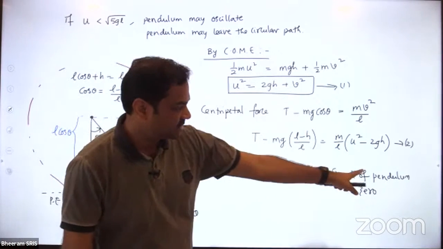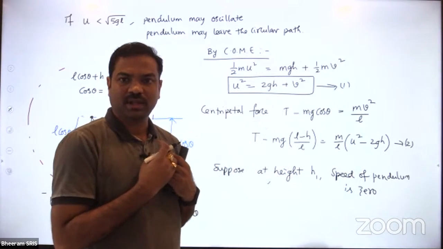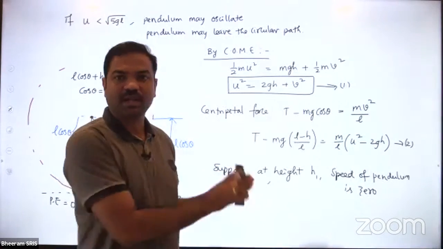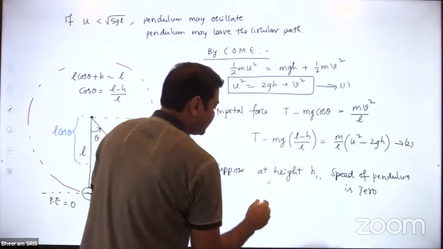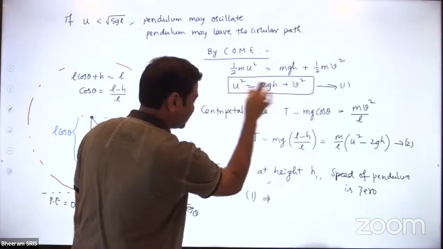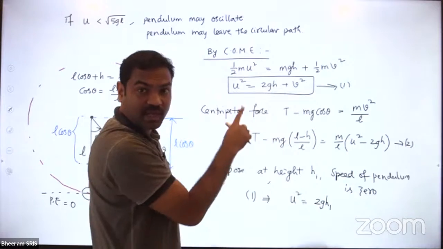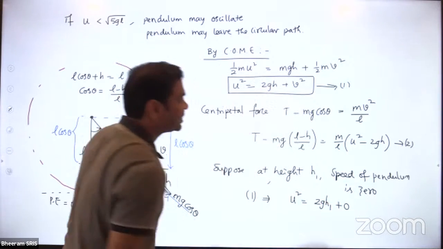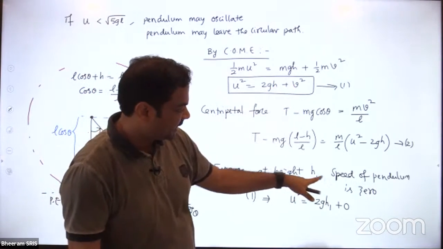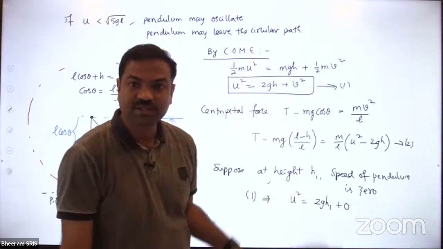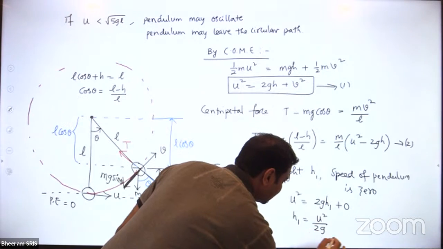At h1 height, I'm taking that the speed of the pendulum is 0. That is my supposition. I'm assuming, I don't know whether it will happen or not. So then I can use this equation, the first equation, see once. U square is equal to 2g h1, because at height h1 the speed value is 0. Then what is the h1 value I can write down? h1 is equal to u square by 2g.